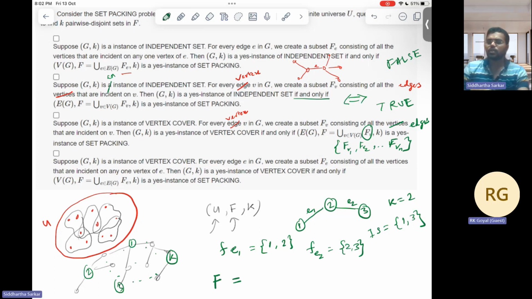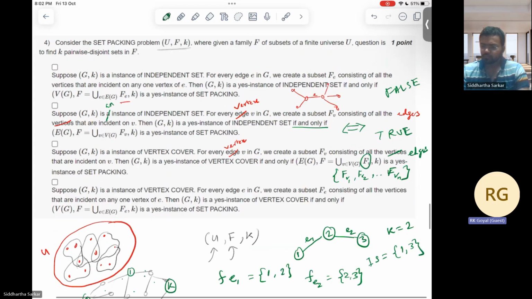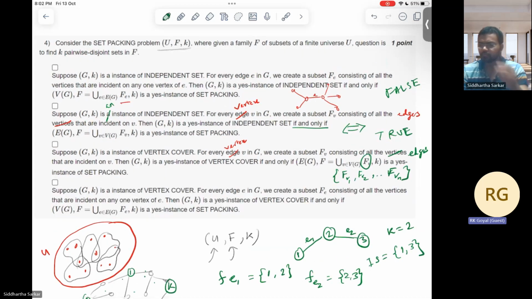For every vertex you are taking a set. What set? The set of edges incident to that vertex. Now there are n such sets. That is the family. Oh, I see. Okay, now I understood. Fine. So their FV is the set of all the edges incident on the different vertices.